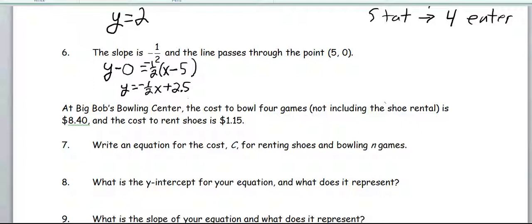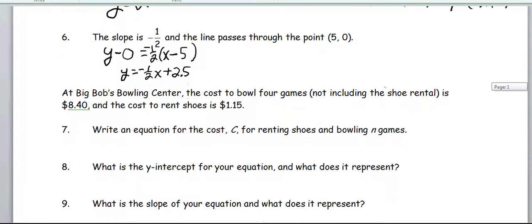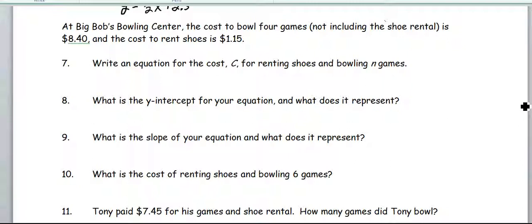All right, number 8. At Big Bob's Bowling Center, the cost to bowl 4 games, not including the shoe rental, is $8.40, and the cost to rent shoes is $1.15. All right, so the thing that never changes, you're only going to rent shoes once per day, so that's going to be our beginning point. Before you even bowl a game, you have to rent your shoes. So I'm going to write B equals $1.15, because you do that before you bowl.